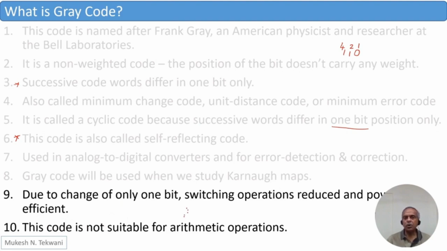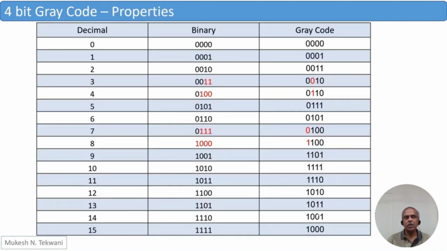And last but not least, this is a very important property. This code is not suitable for arithmetic operations. Right? Okay.